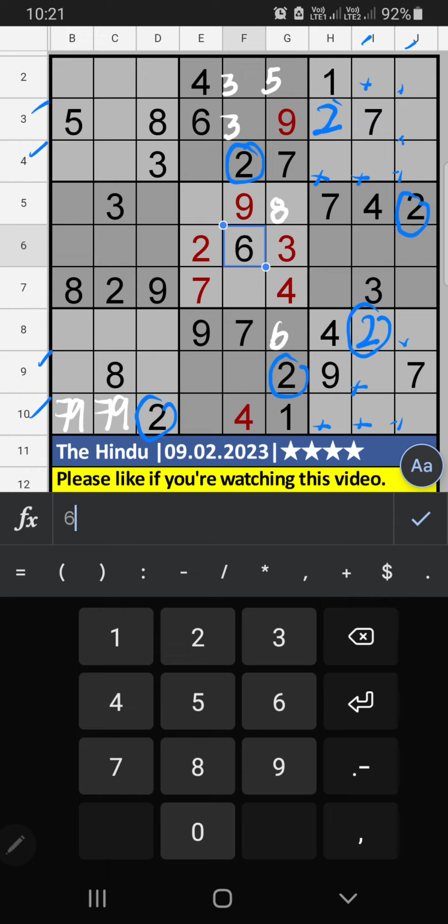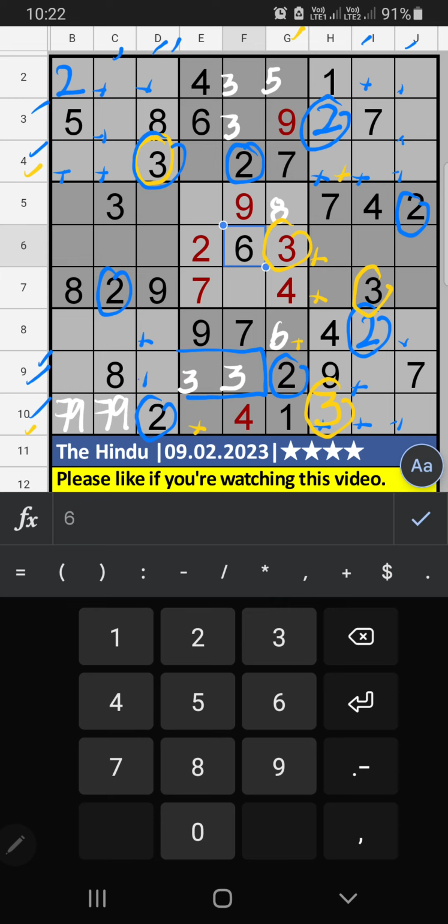3rd row, 4th row, we have 2. Column C, column D, we have 2. So 2 can't come in these cells. Then 2 is confirmed here. 4th row and 6th grid, we have 3. So 3 can't come in these cells. Then 3 is confirmed here. Column G, 10th row, we have 3. So 3 can't come in these cells. The 3 will come here in the cells. We will confirm later.